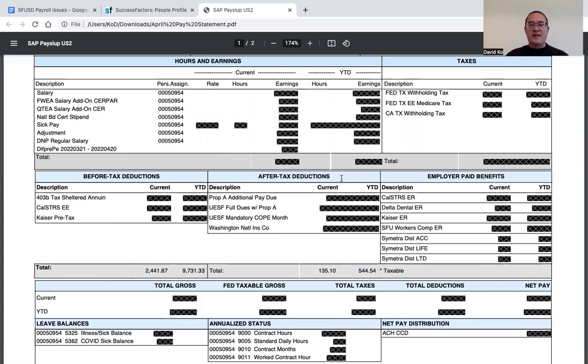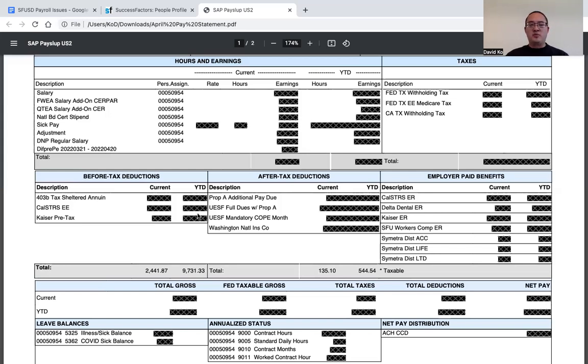You have a variety of after-tax deductions. These first three, the Prop A additional pay due, UESF full dose, UESF mandatory COPE, these are all going towards the union. I'm also paying for Washington National Insurance Company after-tax deductions. These elements in particular are going to be different for a lot of people, but make sure that both you know what all of them are and also that they're taking out the correct amount.